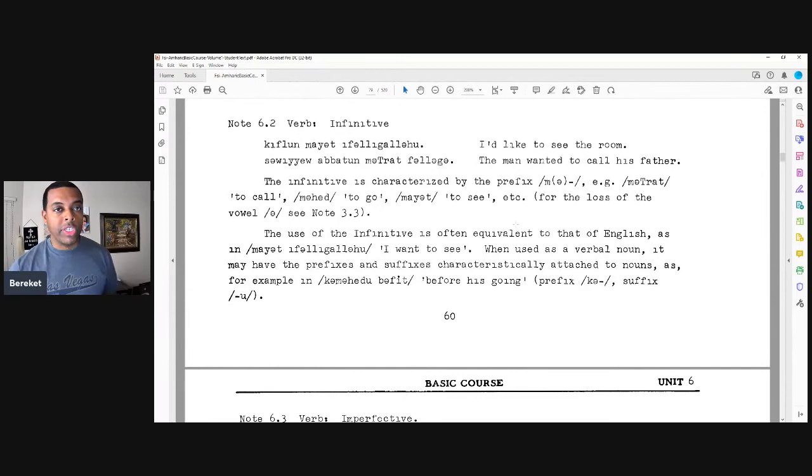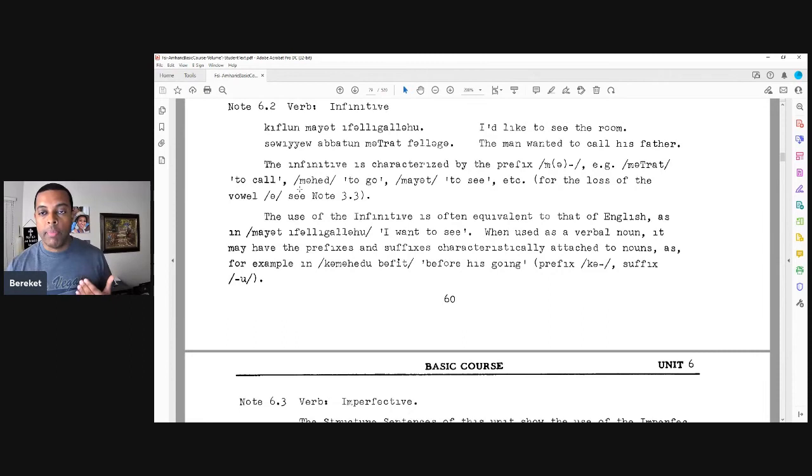Now let's look at 6.2. This looks at the infinitive form of the verb. So we've seen a little bit with verbs and how they're conjugated. And now we're looking at the infinitive, of course, is just the unconjugated form of the verb. And what you'll know that you're looking at an infinitive because it usually starts with that prefix m or ma. So matrat, to call, mehed, to go, mayat, to see, etc. That's usually the indicator of infinitive. They can take prefixes and suffixes, and we'll see that in coming units, but just know that that's what it looks like.